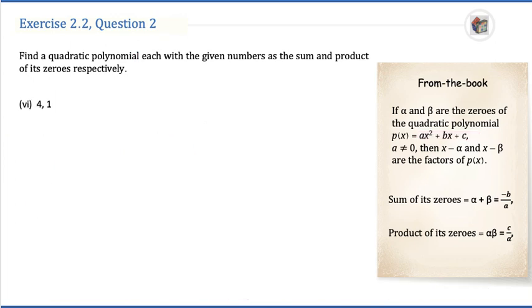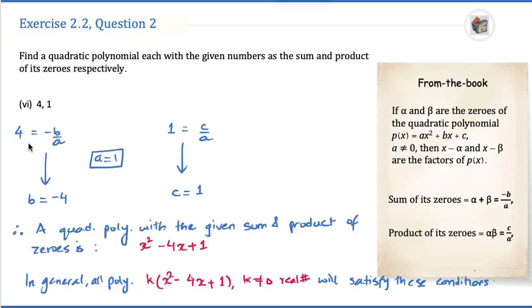Finally, let's go to this last part. Try this and then we're done with exercise 2.2. And here's your last part. So sum 4 is minus b by a, product 1 is c by a. We put the value of a as 1, get b and c. So one such polynomial according to this is x squared minus 4x plus 1. But in general, any multiple of this will work where k is non-zero, a real number.